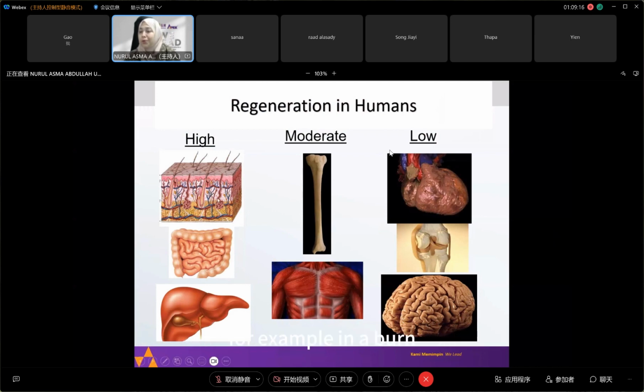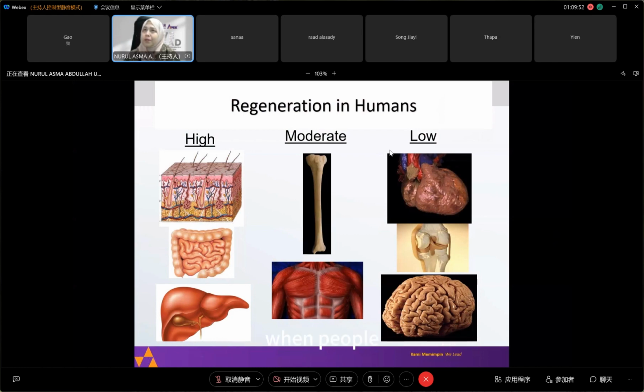For example, in a burn patient, or in certain injuries to the skin, like with an acid splash, you can regenerate the area with the help of these stem cells. And of course, another one with high regeneration in humans is the colon. It's a colon.